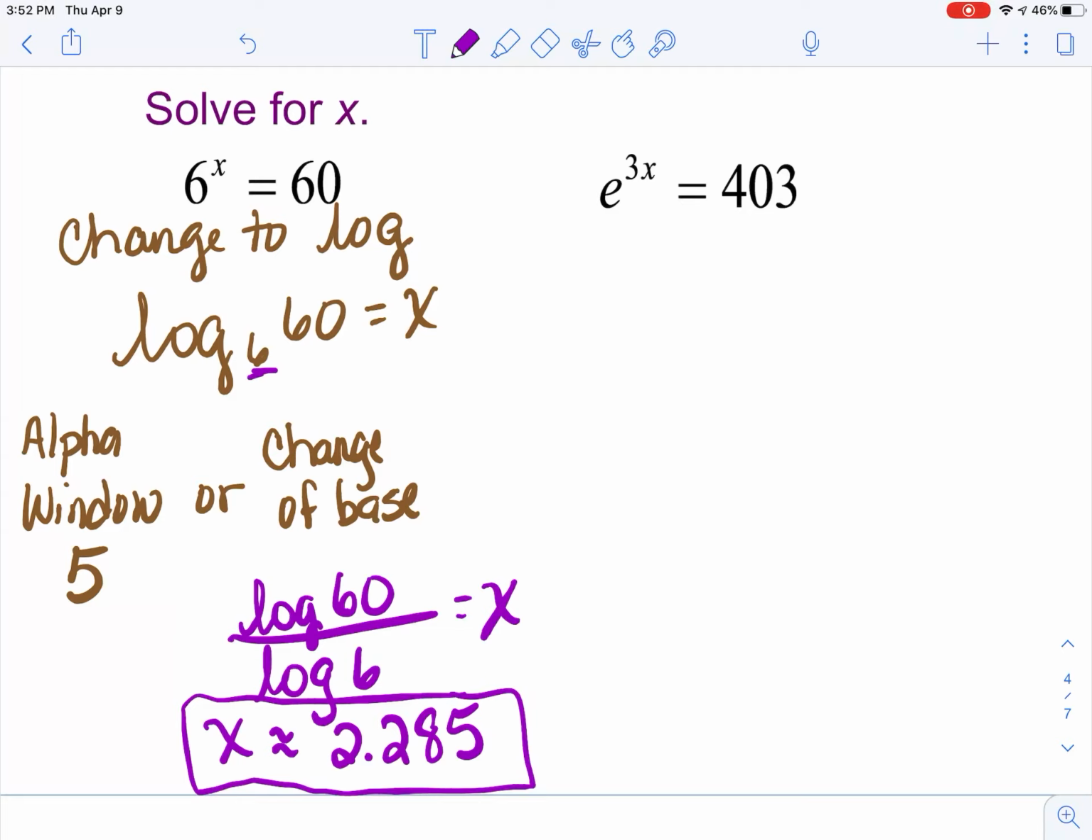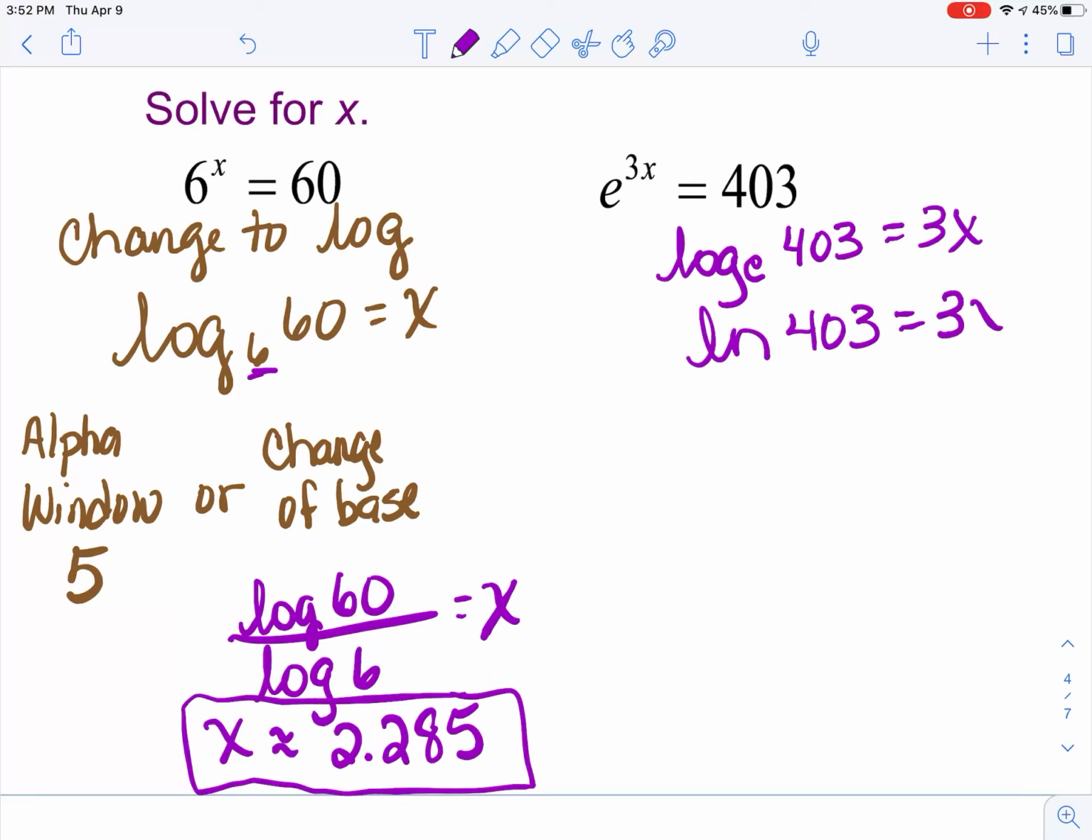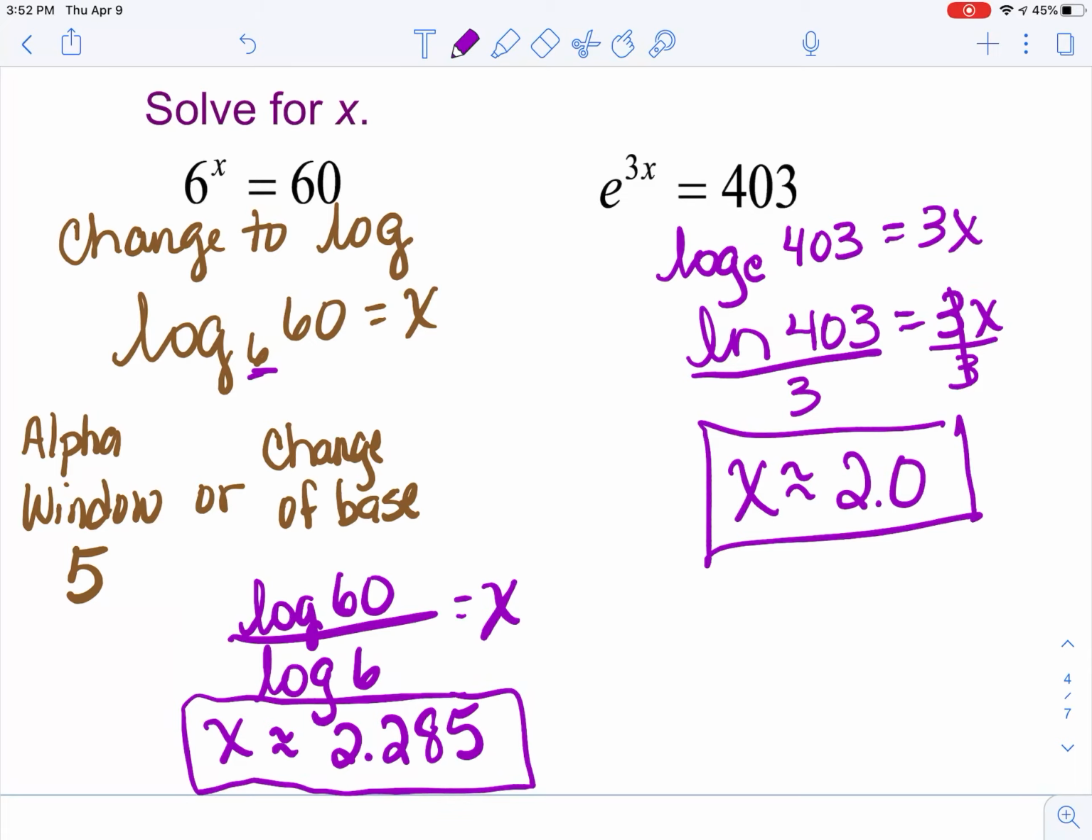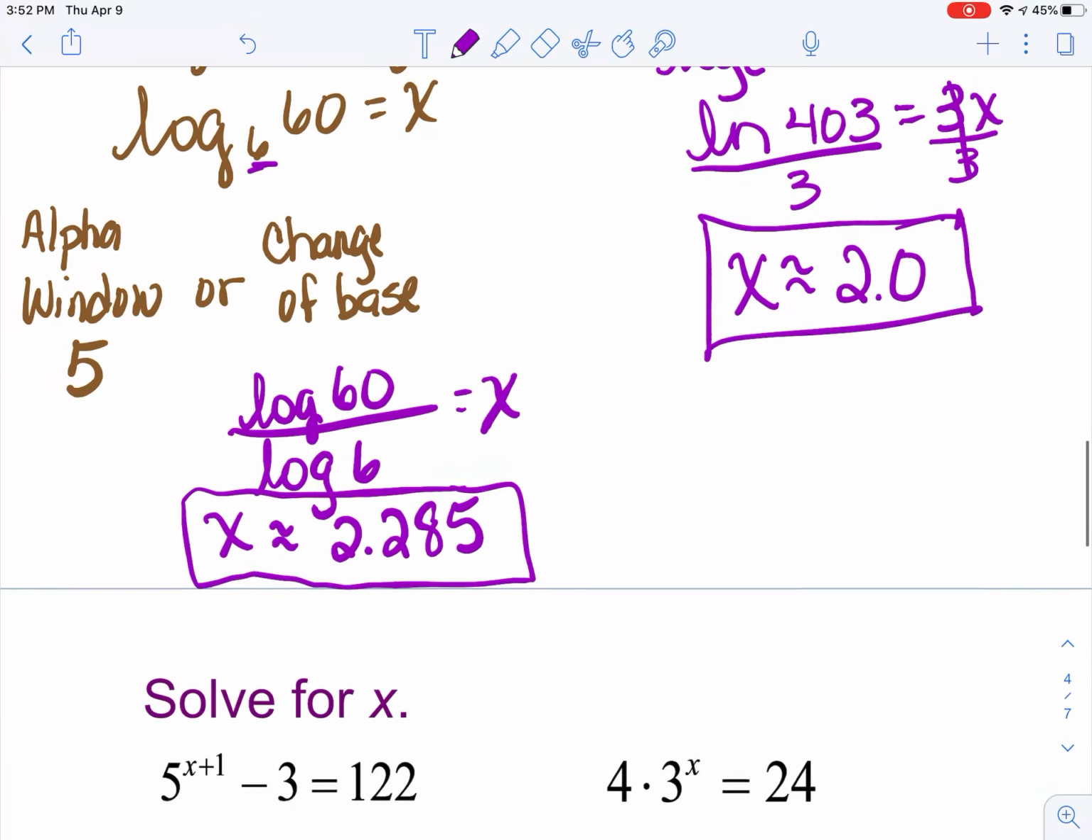Same thing over here. I can't make 403 with a base e. So I'm going to have to change to a log. So this is going to be log base e of 403 equals 3x. Well, what does log base e mean? Log base e means natural log of 403 equals 3x. Can I get the x by itself? Yeah. I can divide each side by 3. So now if I put that on my calculator, x turns out to be approximately 2.0. And that is our answer.